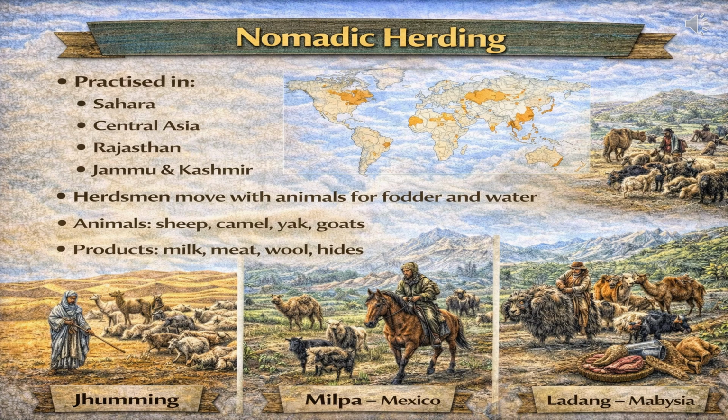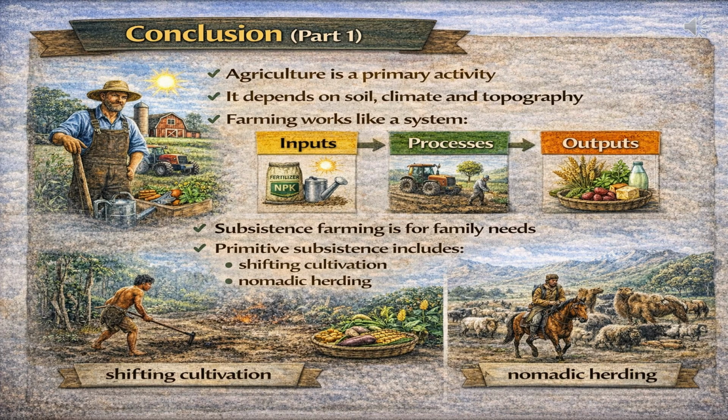Now that we learned everything in Part 1, let's revise with a conclusion. Now let's quickly revise what we learned today. Agriculture is a primary activity. It depends on soil, climate, and topography. Farming works like a system: inputs, processes, outputs. Subsistence farming is done for family needs. Primitive subsistence includes shifting cultivation and nomadic herding.